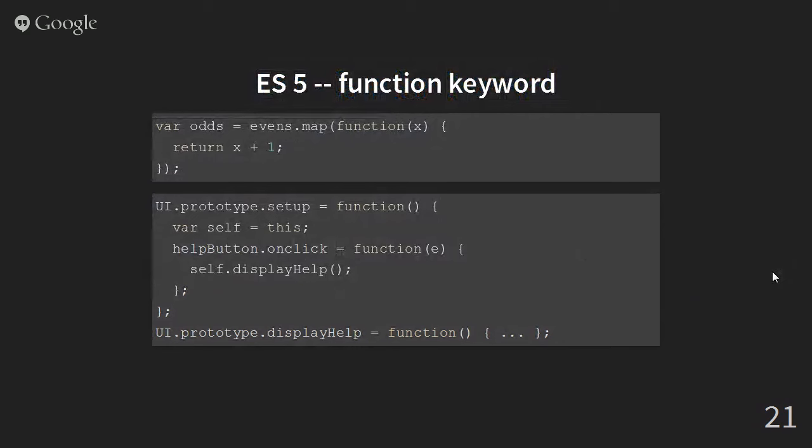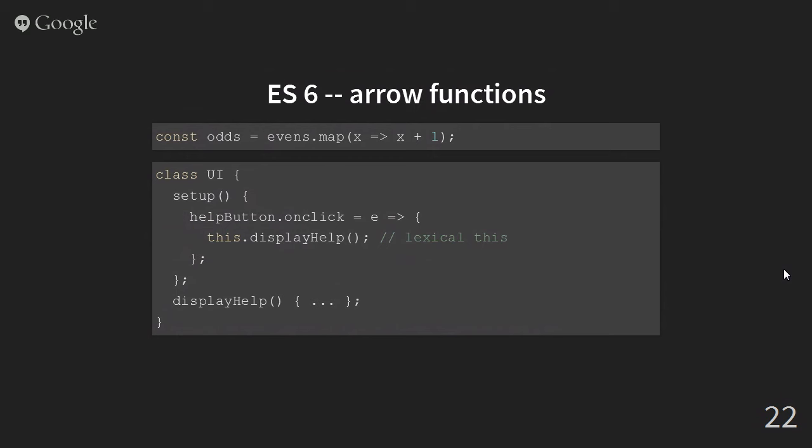And there you want to call another method of the same class, and then you have to declare self before, because this here would not have the right binding. So arrow functions try to solve both the verbosity problem and the lexical, the dynamic this problem. So in ECMAScript 6, the first example becomes very terse.